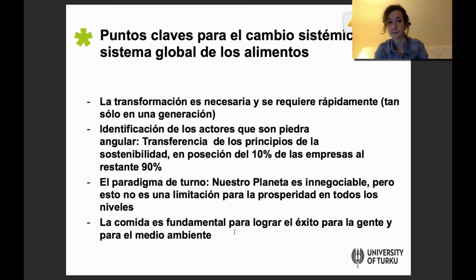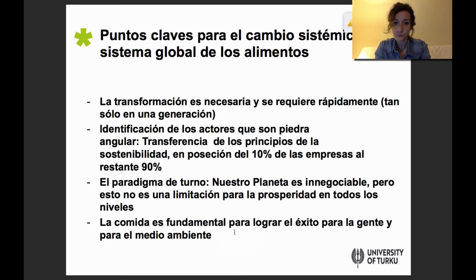And actually we can think that we have only about one generation to get this done. And then it's necessary to identify who are the keystone actors. So for example, in the sector of business, there are already some businesses that are operating according to the principles of sustainability, but maybe nowadays they are just the 10% of the total. So who are they, and how can they then transfer the knowledge and the tools and everything they've learned to the rest, to the other 90%? This is something that is necessary to do.